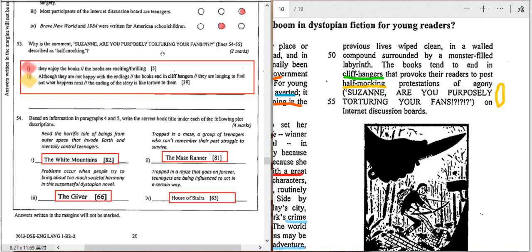And they are using the word torturing because the ending of the story is like torture to them. And in fact, they are not physically hurt. They just can't wait to see the next chapter, the next book. That's it. It's a very challenging question with a very low percentage of correct answers among the whole bunch of candidates. So it's the most difficult question.